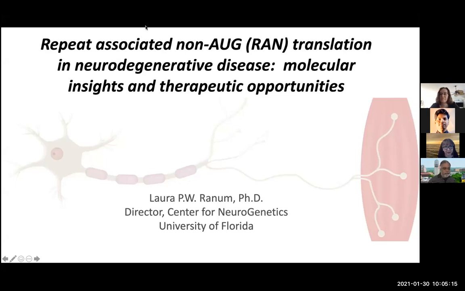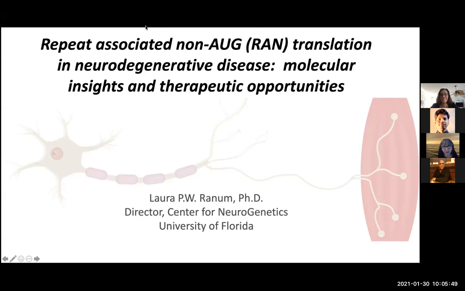Today's guest speaker is Dr. Laura Ranum, and she's a Kitzman Family Professor of Molecular Genetics and Microbiology, and the founding director of the Center of Neurogenetics at the University of Florida. In 2011, her lab overturned long-standing dogma in the field by discovering that an entire class of novel proteins are produced from repeat expansion mutations without any canonical AUG initiating codons.